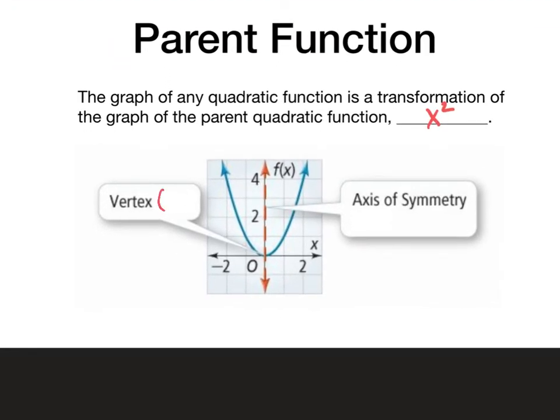Our vertex, we said, was h comma k. H is anything that's being added or subtracted on the inside of our parentheses. K is what's being added or subtracted outside of the parentheses. So here, do we have anything that's added or subtracted?